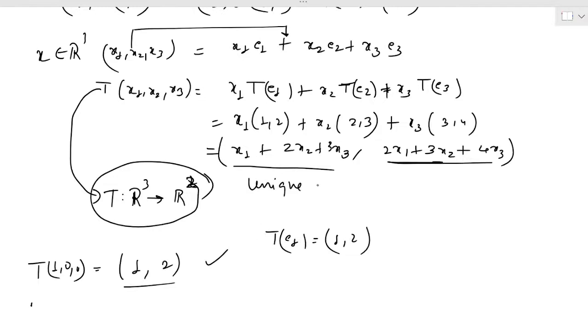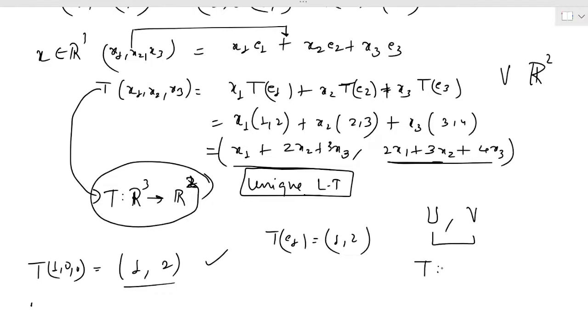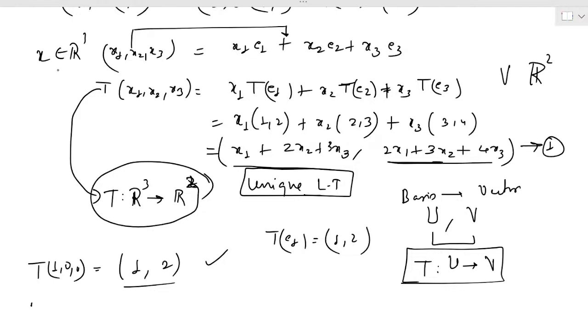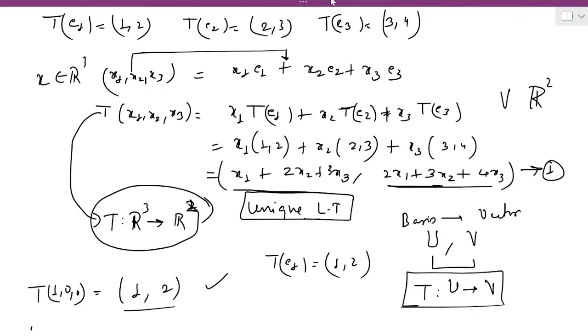This is one and only one, a unique linear transformation that connects standard bases to any vectors in R square. Here R square is another vector space. So if you have vector spaces U and V, connecting these two in a manner that you take a basis from here and vectors there, there would be a unique linear transformation. There is only going to be one and only one transformation that connects standard bases in R cube to the elements in R square.